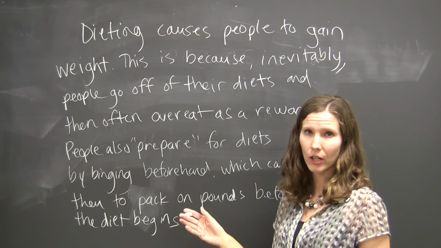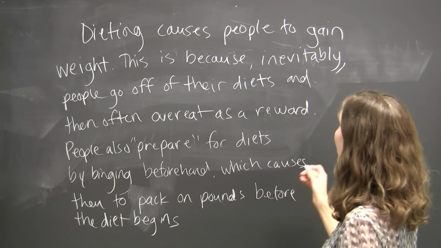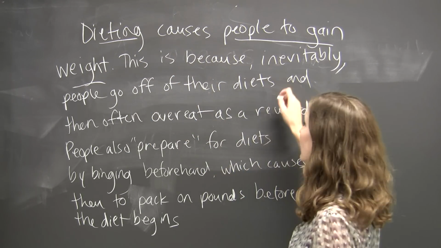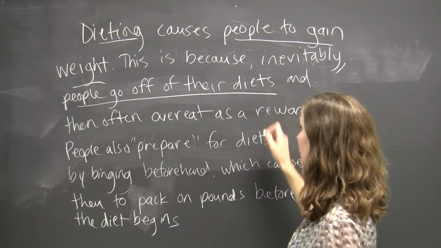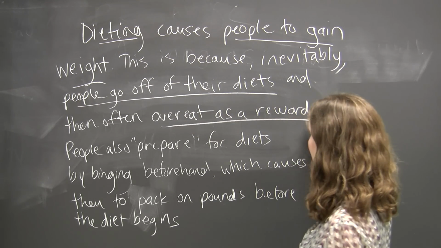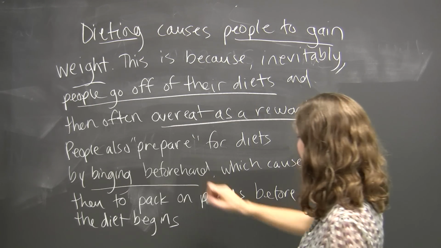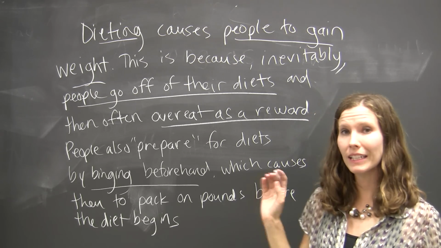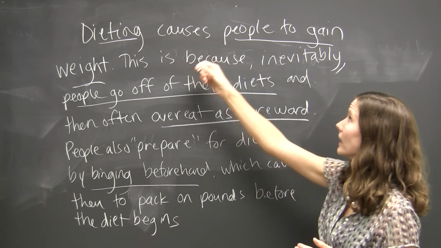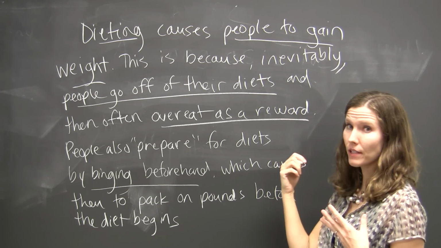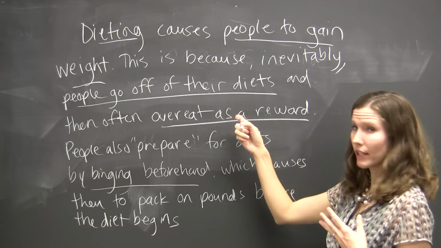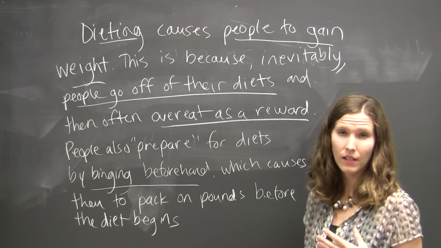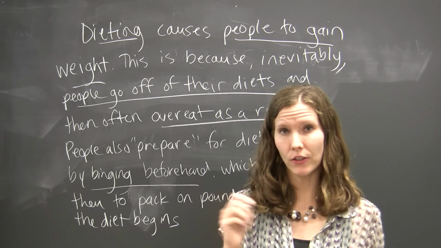So if this was a paragraph in the journal I was reading, I would underline, and there's not a hard or fast rule to this, but I think the key words in this paragraph are that diet makes people gain weight, and the reasons are when they go off their diets, they overeat as a reward, and they binge beforehand. Some of these other supporting details I would leave out, and again, I wouldn't underline entire sentences.